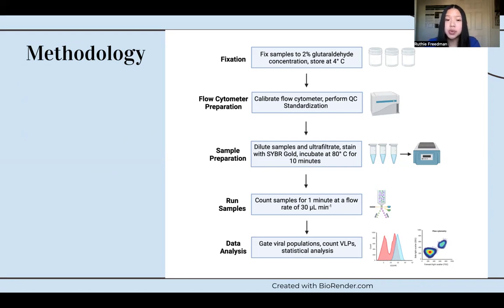These samples were run through the flow cytometer for 1 minute at a flow rate of about 30 microliters per minute. Their data was collected in the form of histograms and dot plots, which are seen in these images here. After the samples were run, the populations were gated, the VLPs were counted, and a statistical analysis, a non-parametric Kruskal-Wallis ANOVA test, was run to analyze the samples.